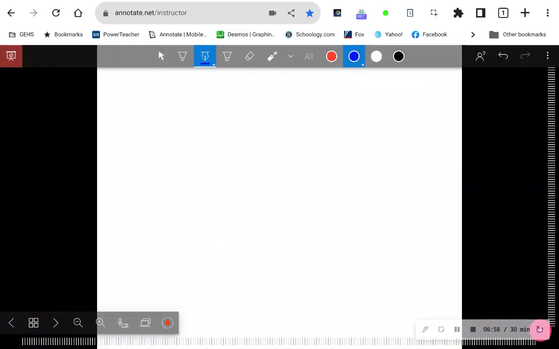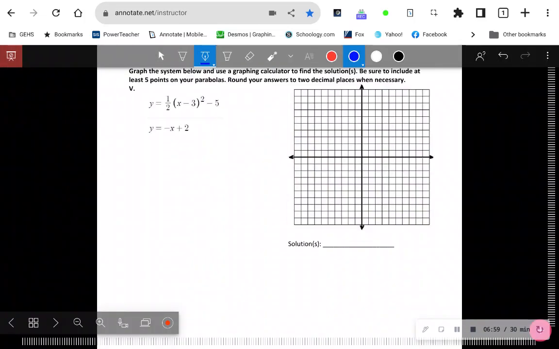So on the next video, I'll show you how to graph a parabola and a line and come up with the solutions to a system using those two shapes.